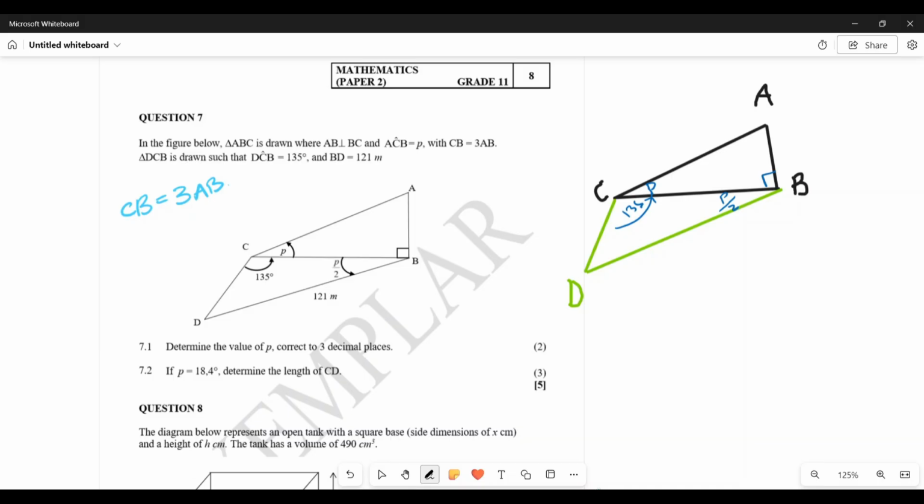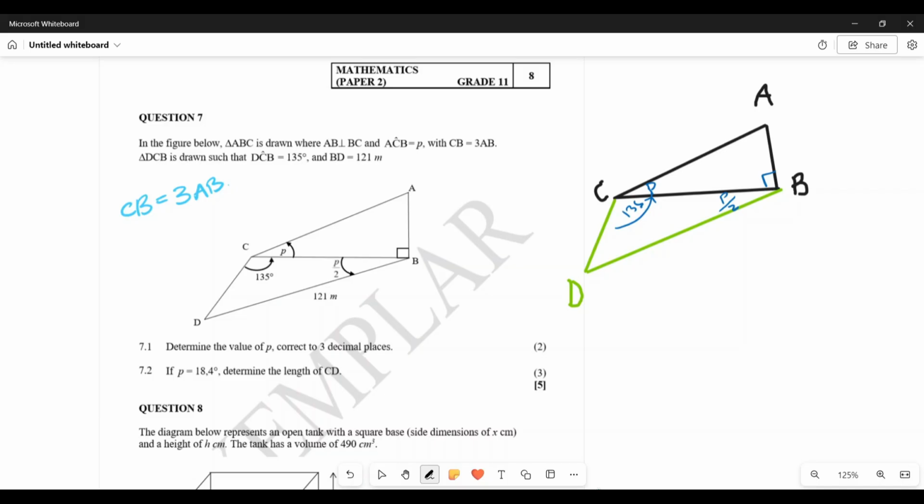Now ABCD is drawn such that the angle here is 135, and they're telling us that the length from B to D is 121 meters. Determine the value of P correct to 3 decimal places. Now, how would I find my P value? P is inside this right angle triangle, right?